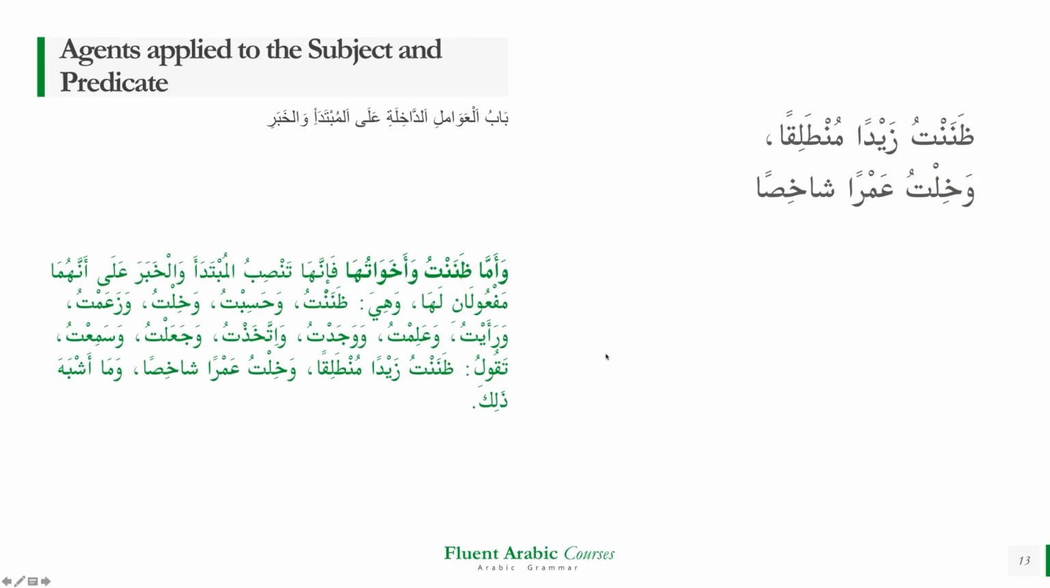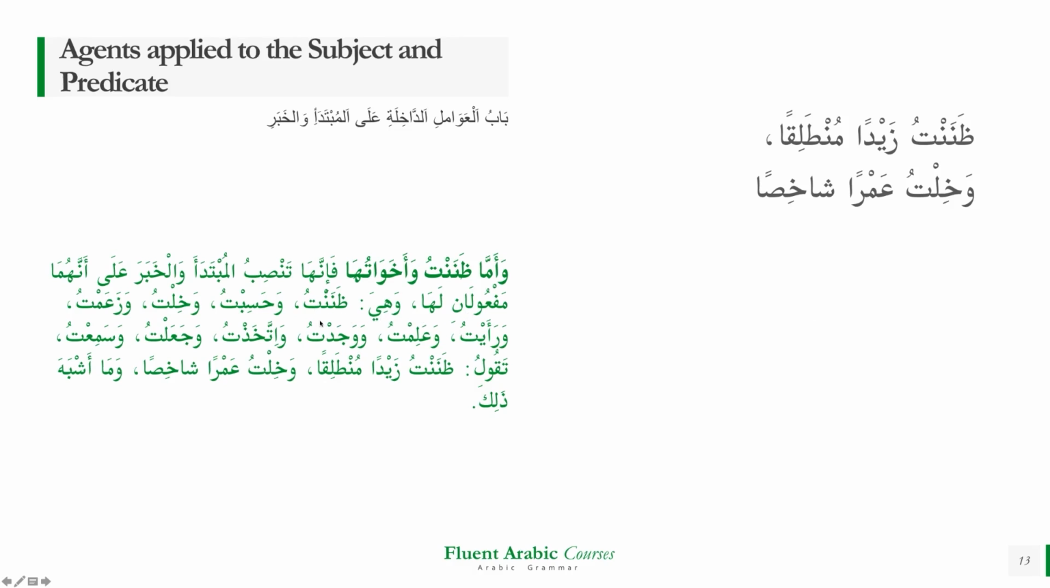And there is one more, and that is dhanantu and its sisters. وَأَمَّا ظَنَنْتُ وَأَخْوَاتُهَا فَإِنَّهَا تَنْصِبُ الْمُبْتَدَأَ وَالْخَبَرَ عَلَى أَنَّهُمَا مَفْعُولَانِ لَهَا. As for dhanantu and its sisters, they give the state of nasab to both the mubtada and the khabar. And that is because both the mubtada and the khabar become the objects, the maf'ul bihi of dhanantu and its sisters. How does this work? We'll see in the examples.